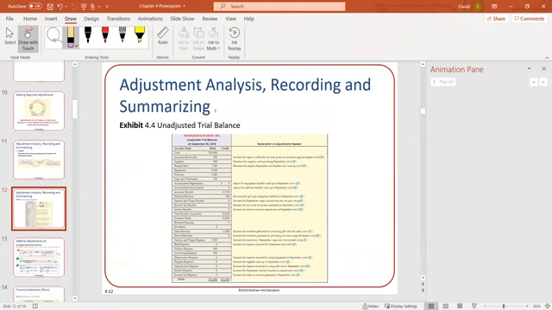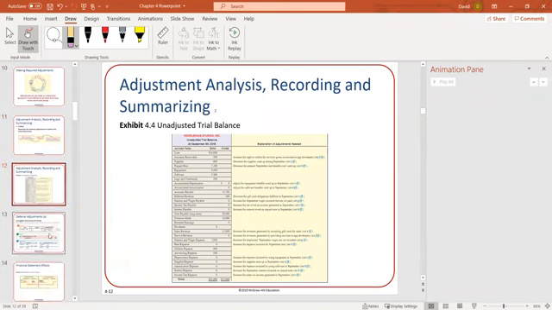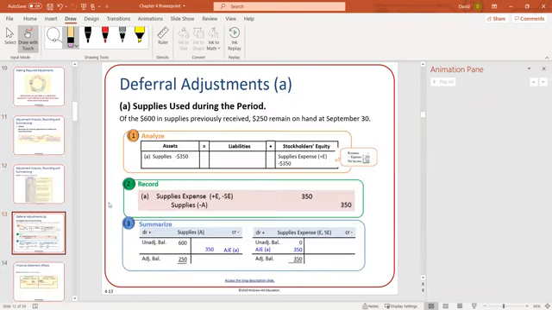Okay, and then this is just an example of an unadjusted trial balance. So here's the first one. We've got supplies used during the period of 250. Remember, supplies is an asset account. And anytime you use supplies, you're going to have an expense because you need to report that expense to offset the revenue. So notice you're going to reduce your supplies. And of course, there's your expense offset, which is going to reduce equity. Your adjusting entry would be to debit supplies expense and credit supplies.